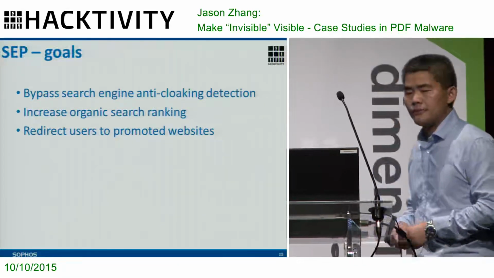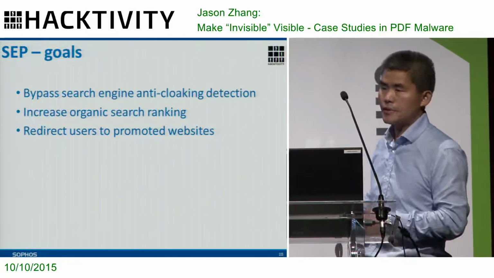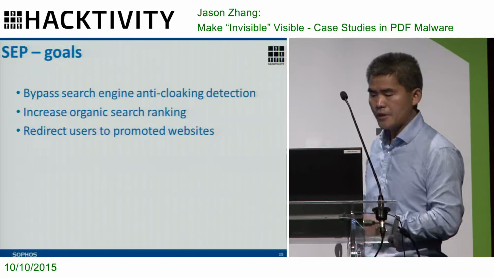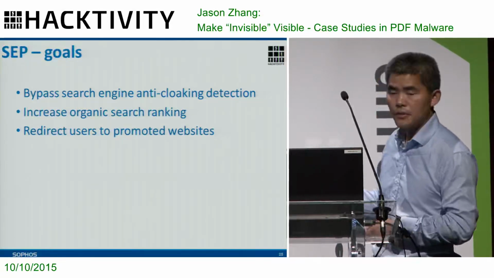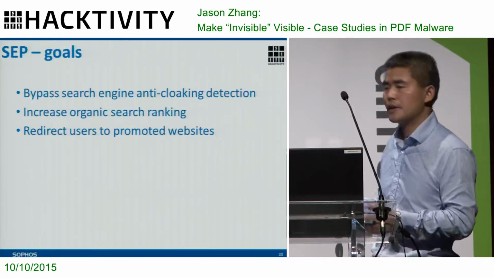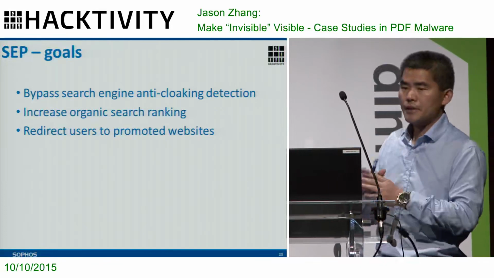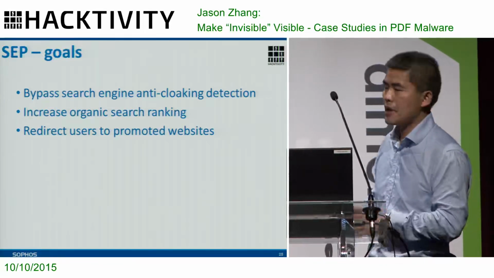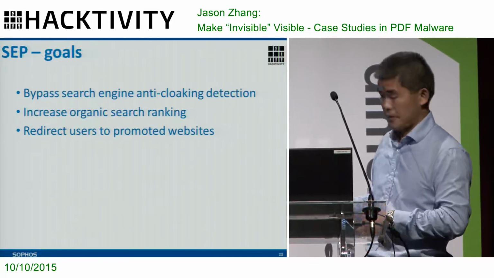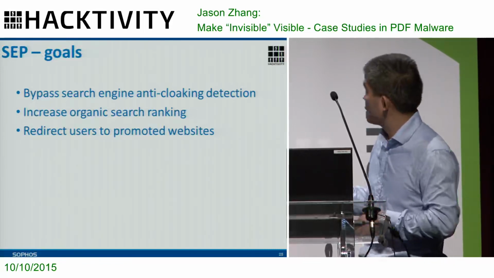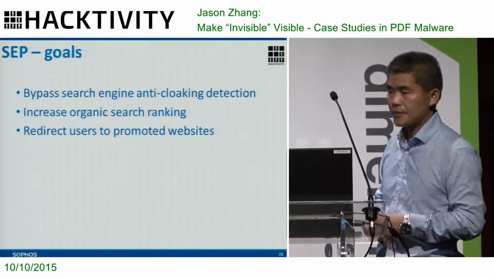So the whole purpose of using the PDF file to increase the search engine results is to bypass the search engine anti-cloaking detection. What is cloaking detection? Cloaking is just like you try to hide something. And Google's system is really complicated, and they have lots of people working on the system to block those kinds of cloaking techniques.